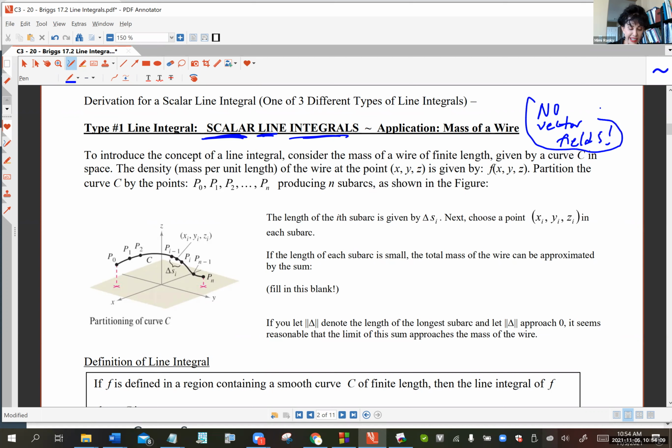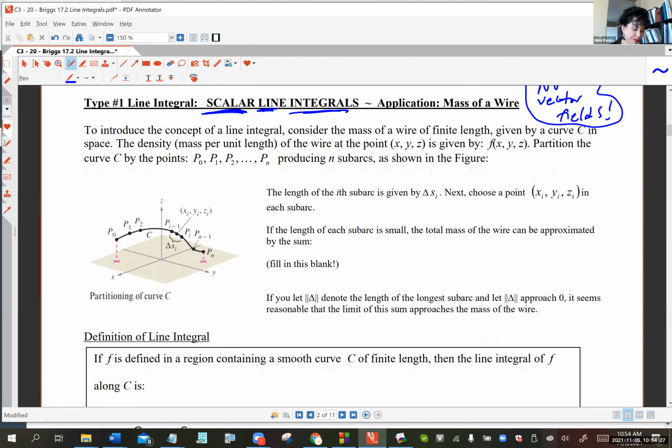And you're probably thinking, yeah, so what? Well, the other two types of line integrals that we're going to be covering, both of those deal with vector fields. This one has nothing to do with a vector field. That being said, let's take a look.